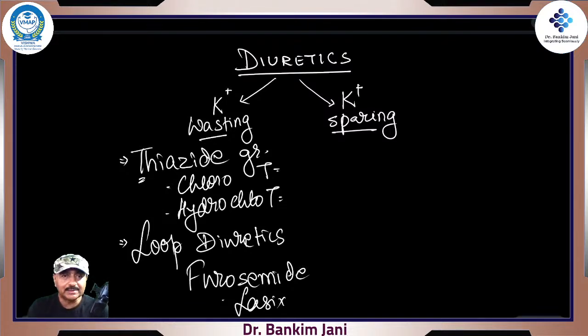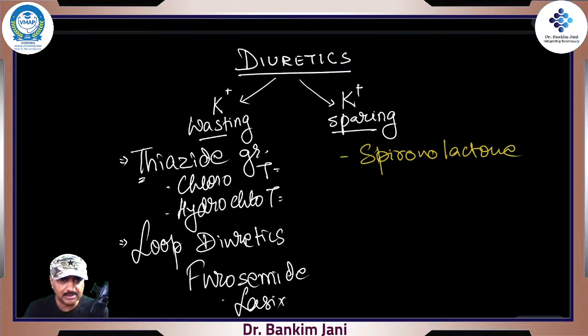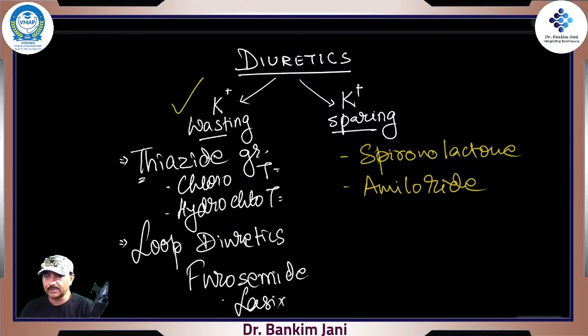Potassium sparing, these are the medicines which will not waste potassium. It will take the potassium back, but more urine will definitely pass on, right? So spironolactone, very famous spironolactone. This is one of the very famous potassium sparing diuretics. Then amiloride, commonly given. Amiloride, very common.